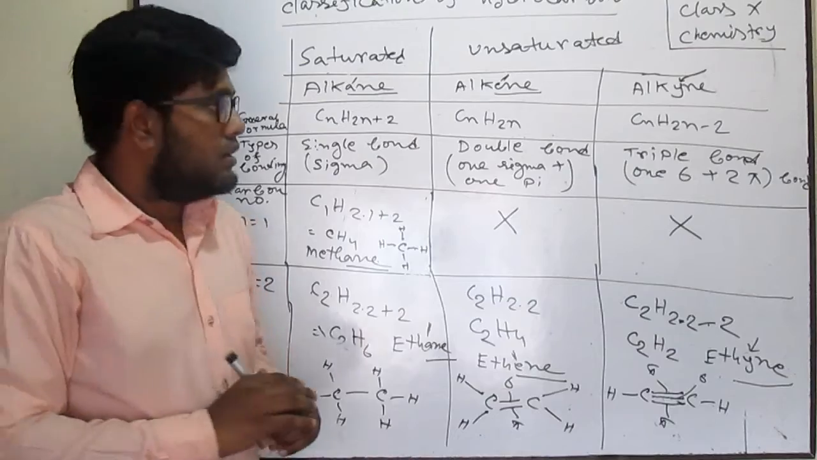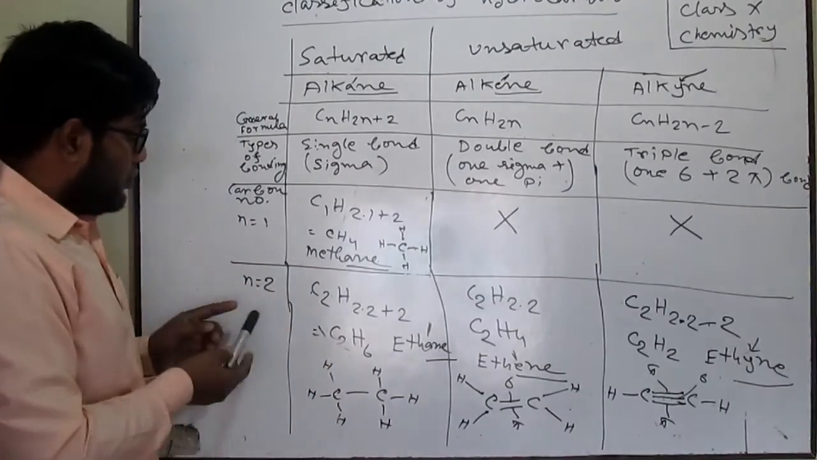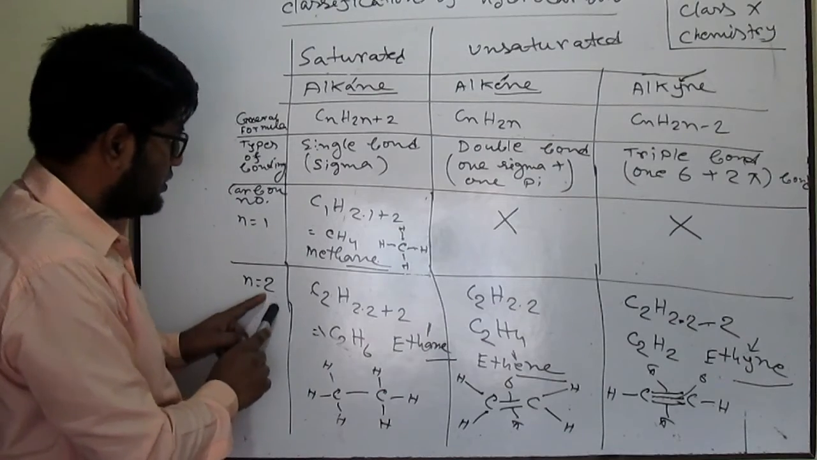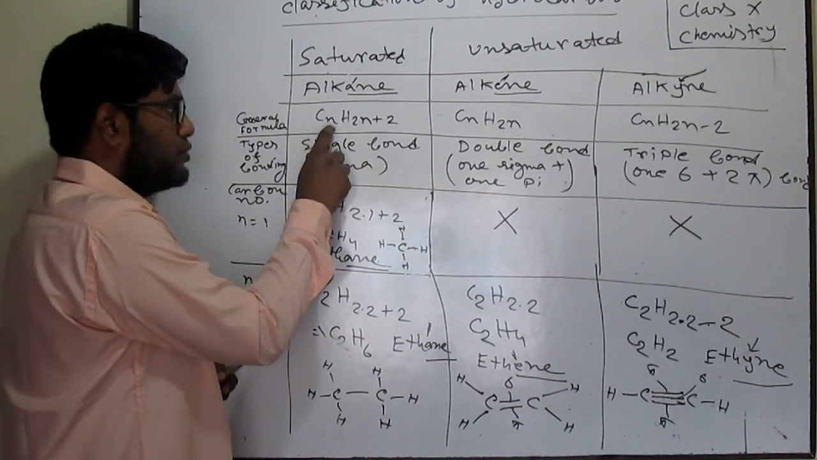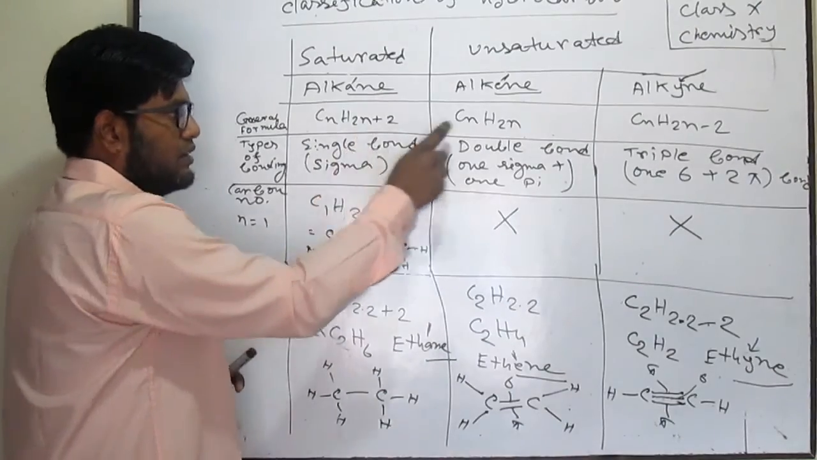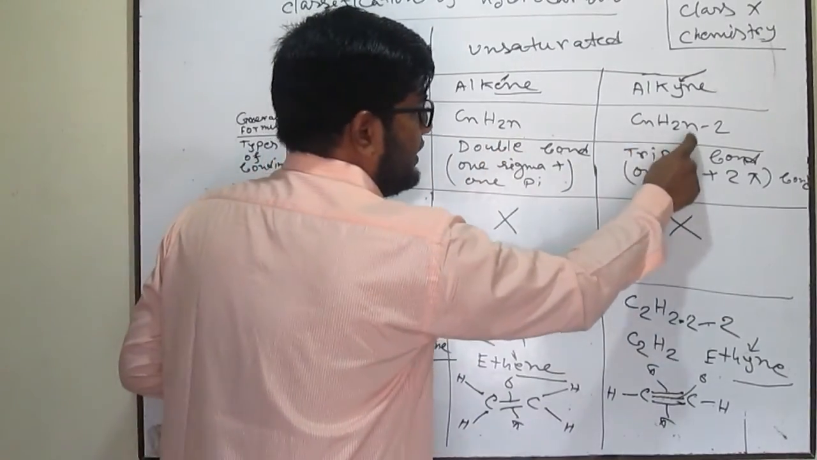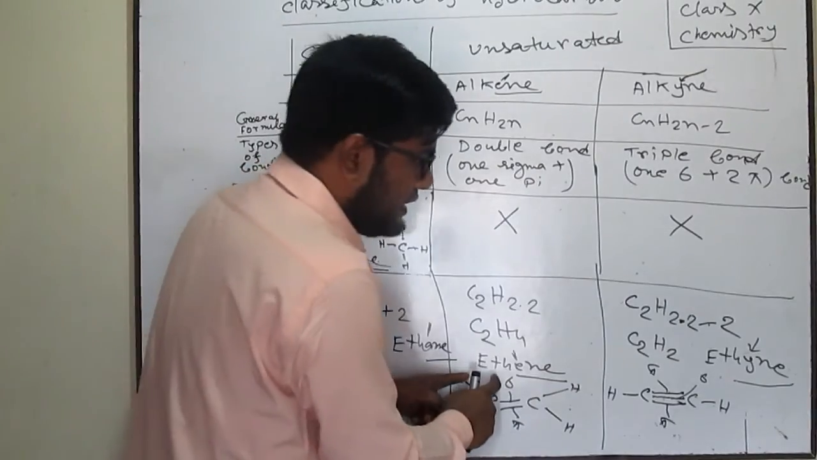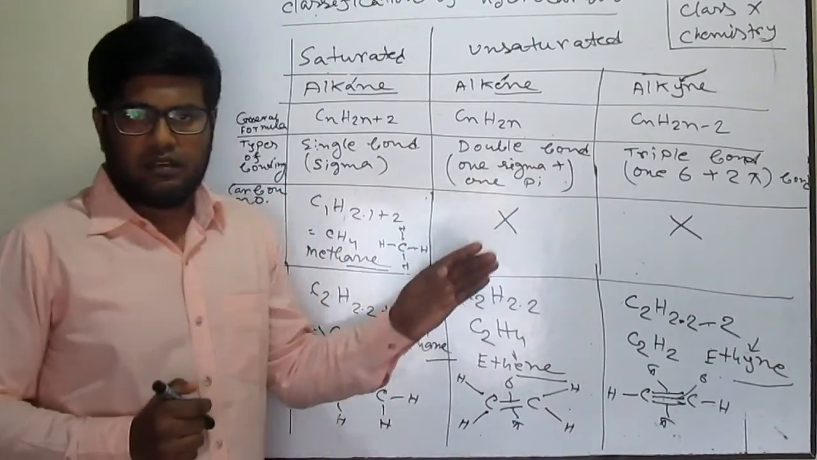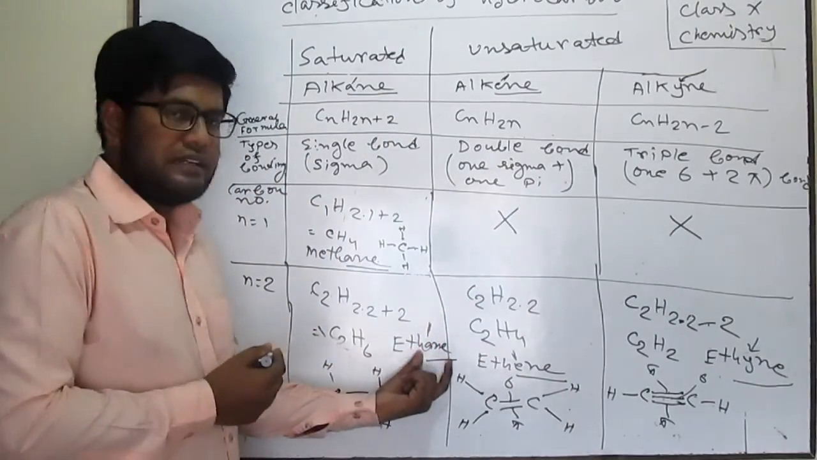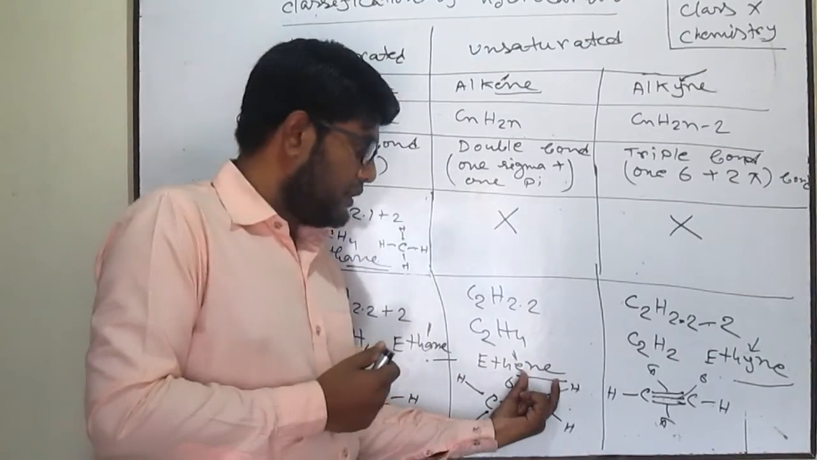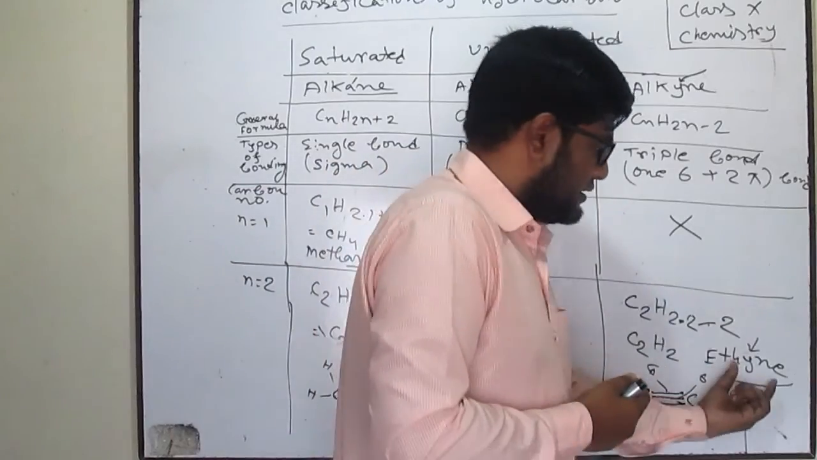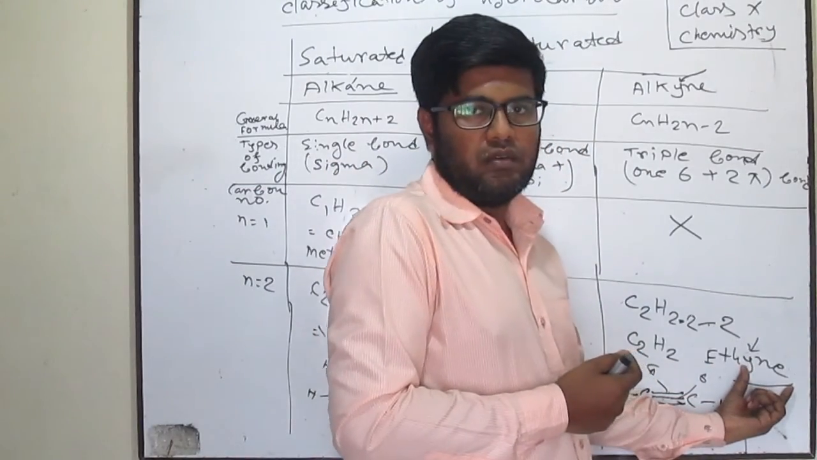Suppose if you want to write the value of n is 3, you should put the value 3 here, then you will get propane, propene and propyne. Propane because the last 3 letters are ane, propene because the last 3 letters are ene, propyne because the last 3 letters are yne.